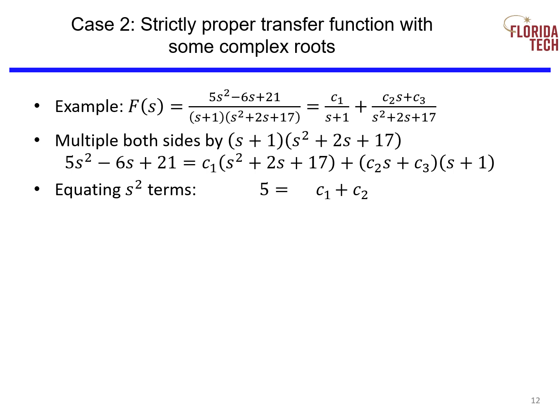Start with s squared. On the left-hand side, the coefficient is 5. On the right-hand side, the coefficient is c1 plus c2. Next, we'll look at coefficients of s. On the left-hand side, the coefficient is minus 6. On the right-hand side, the coefficient is 2 times c1 plus c2 plus c3.